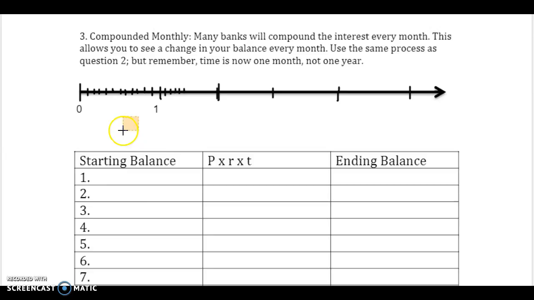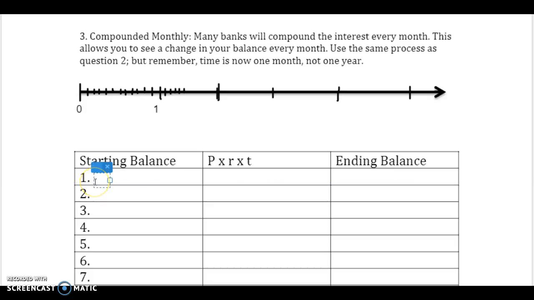So same process as question number 2, but you see already kind of listed out here on the number line, we've got 0 years, and then 1, 2, 3, 4, 5. That's kind of the big hash mark, 5 years. But then we're going to break it down even farther than that. We've got 1 month, 2 months, 3 months, 4 months, 5 months, 6 months, all the way up to 1 year. And then I started to do it for the next year as well. It's going to be really broken down.